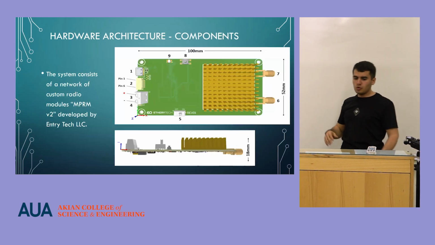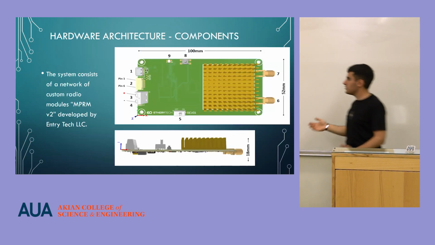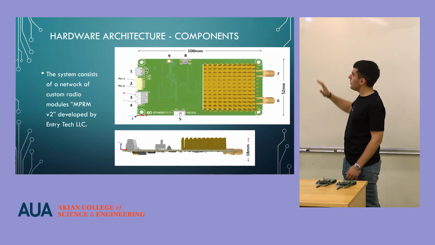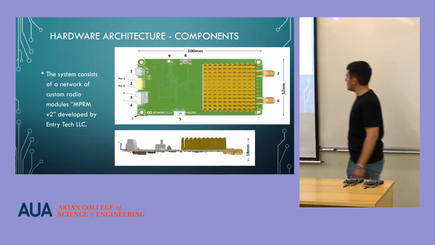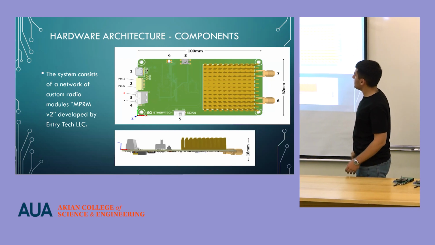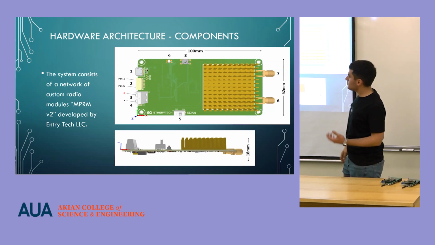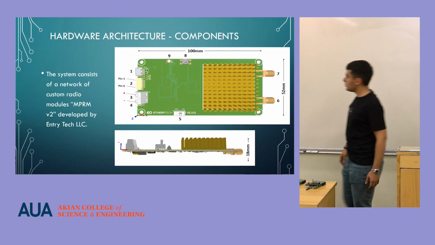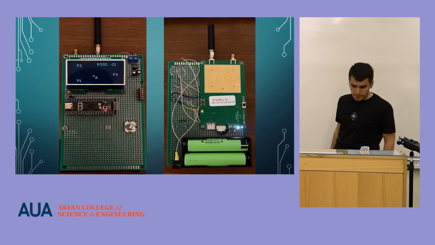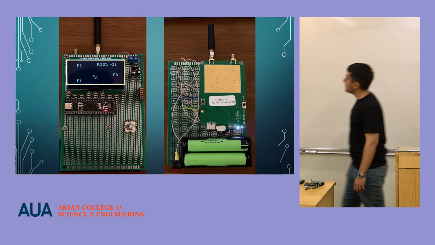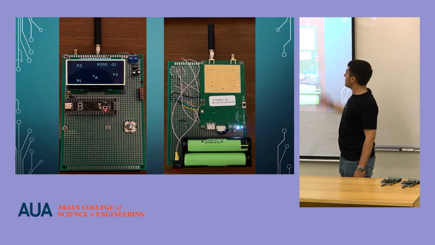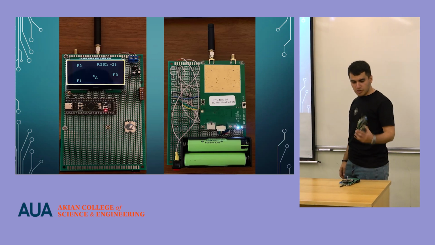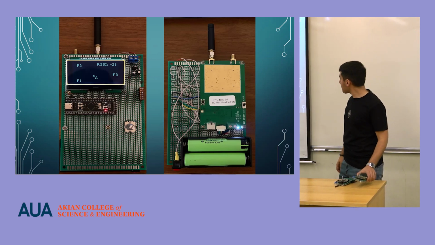I don't want to go into too much detail on the components since we already know them, but this is something new. I want to show the diagram of these radios. This is the APRM version 2 radio modules developed by Engineering Sciences. They provided them for my capstone project. And here you can see the front part and the back part of these radio modules that I have already assembled.